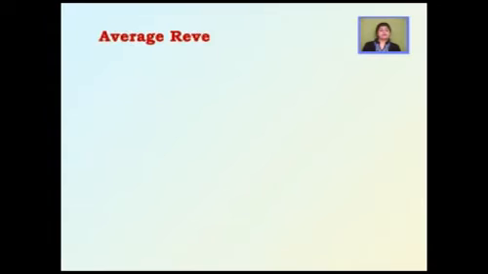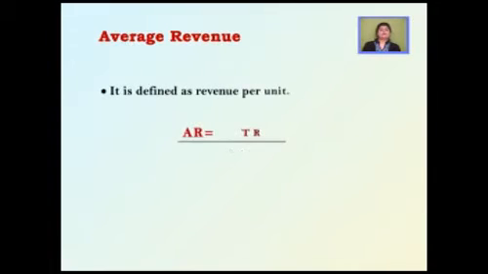What is average revenue then? Average revenue is the revenue per unit. That is total revenue divided by quantity. But total revenue is price into quantity. So price into quantity divided by quantity. Quantity and quantity will cancel out. So this implies that average revenue is nothing but price.